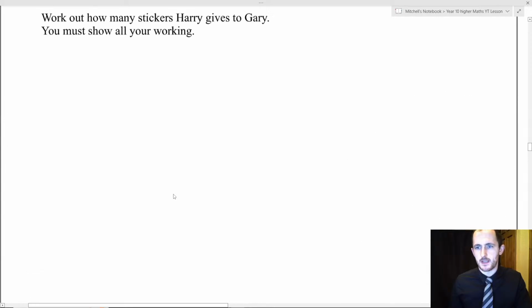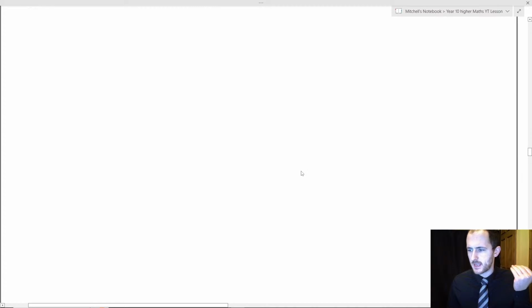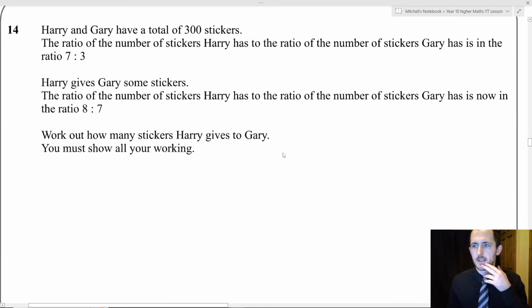Can you do the above one as well? Yeah, sure. So, what I want to do here is, because there's a lot of information, I need to be extremely careful, okay? So this is a 4-mark question, so again, Harry and Gary have a total of 300 stickers. The ratio of the stickers Harry has to Gary is 7:3, okay? And then afterwards, Harry gives Gary some stickers. The ratio has changed to 8:7. Work out how many stickers Harry gives to Gary.